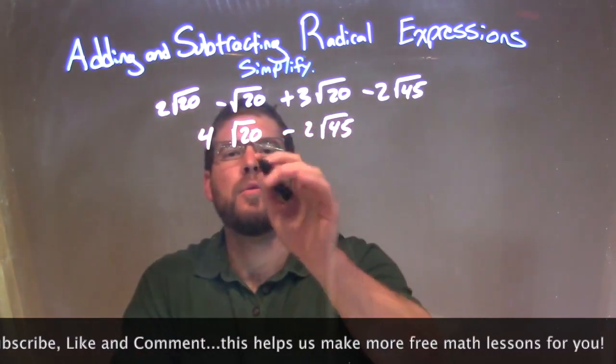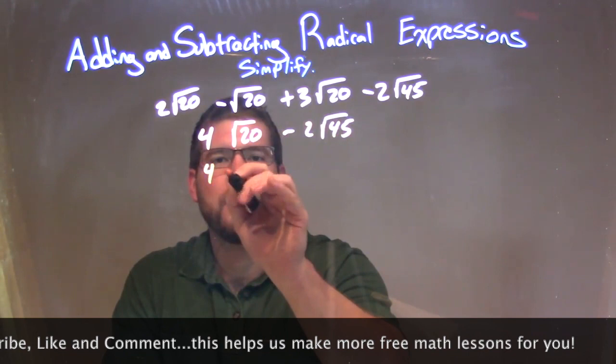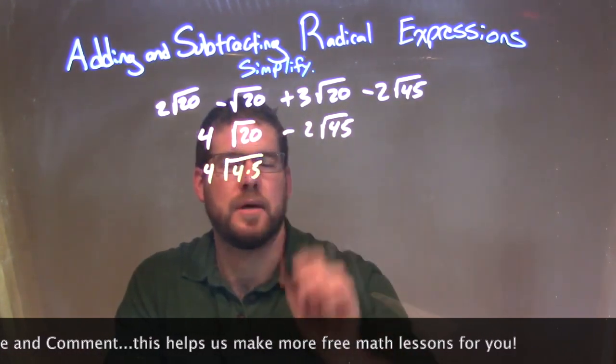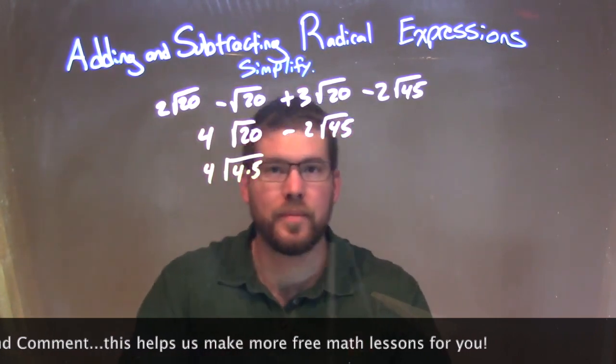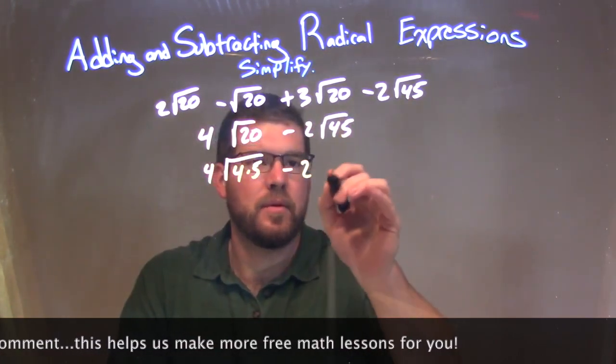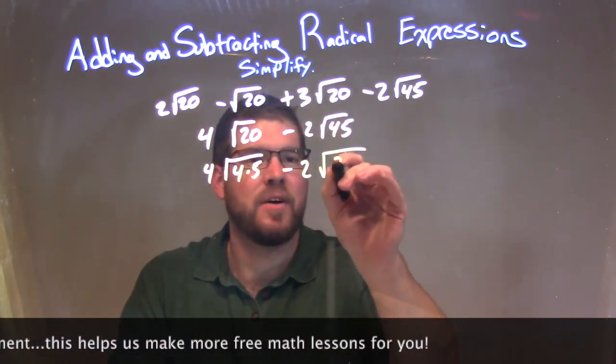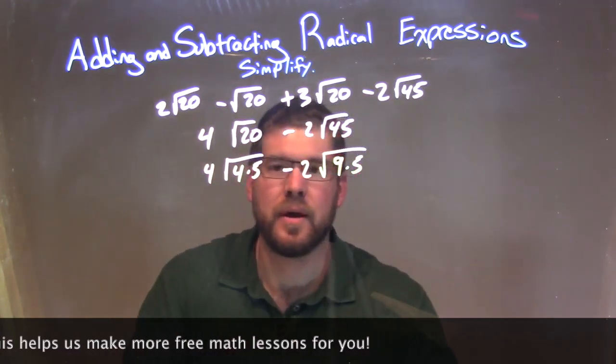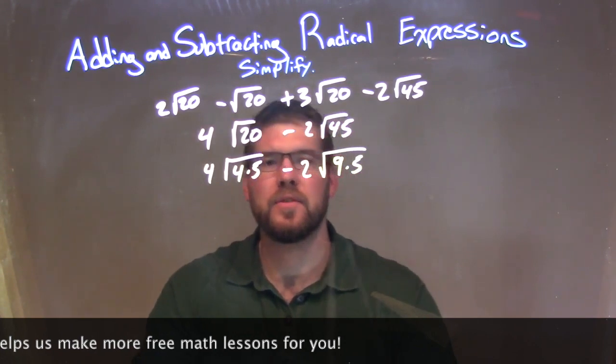Well, square root of 20, I can break that down. So 4 square root of 20 is, well, 20 is 4 times 5. And I choose 4 times 5 because I know I can take the square root of 4. Minus 2, same thing with 45. 45 is 9 times 5. And I'm doing that because I know I can take the square root of 9. Okay. So now, let's go simplify this a little more.